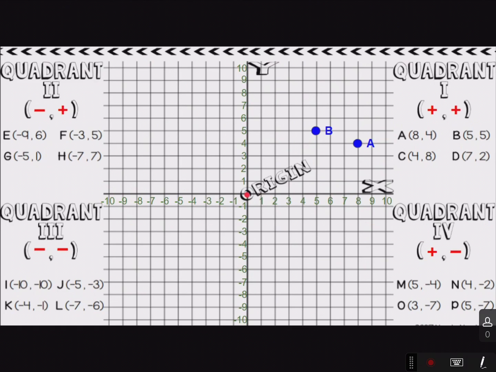We're going to do E first for quadrant 2. We have E is at negative 9, 6. So we're going to start and go to negative 9 on the x-axis because our x comes first. Then we're going to go to positive 6 on the y-axis to where they're even. And right there where those crossroads are, we're going to put our point and label it E.